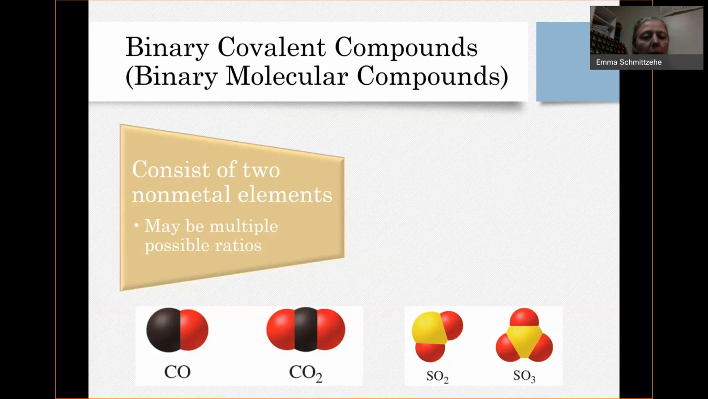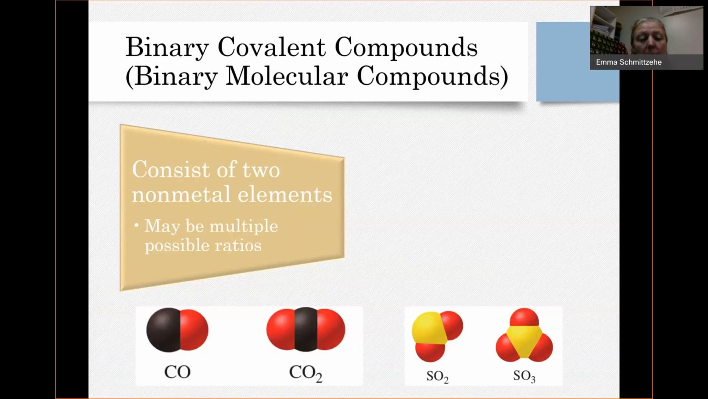So be very careful. I said two nonmetal elements, not two atoms. So you've got two different elements. You can have multiple atoms of each, or one of each, whatever. So the ratio is dependent on what elements you're dealing with. And even when you have a certain pair of elements, they can sometimes combine in multiple ratios.